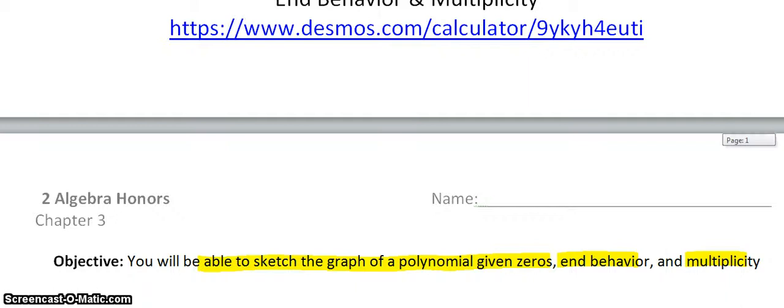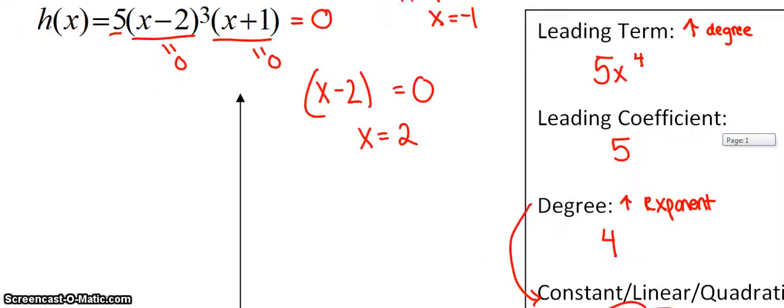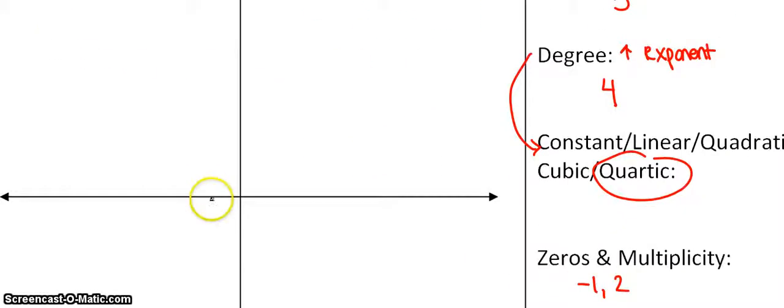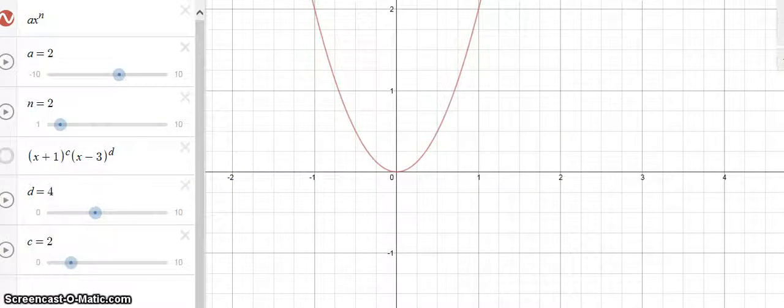This will help us figure out, if this graph crosses at negative 1 and 2, what happens everywhere else? Does it go up and down, or I'm not sure yet. So we're going to use this site to explore. Okay, so to talk about zeros and multiplicity, we're going to look at this Desmos interactive here.